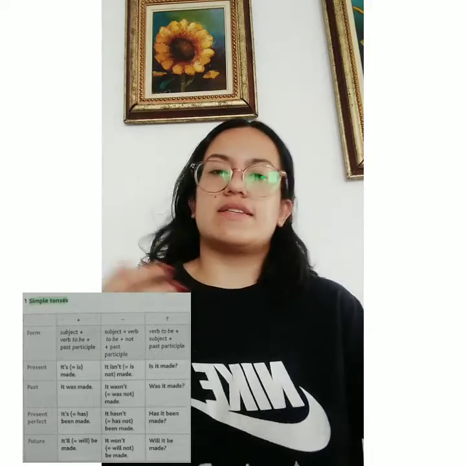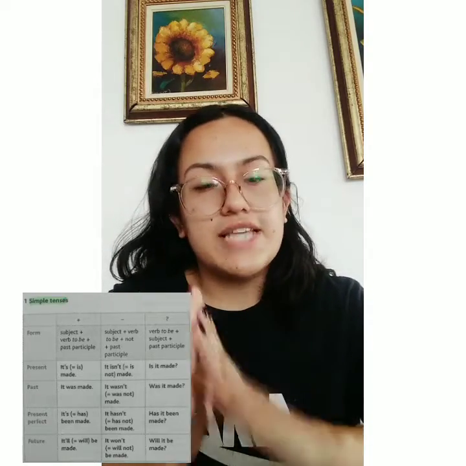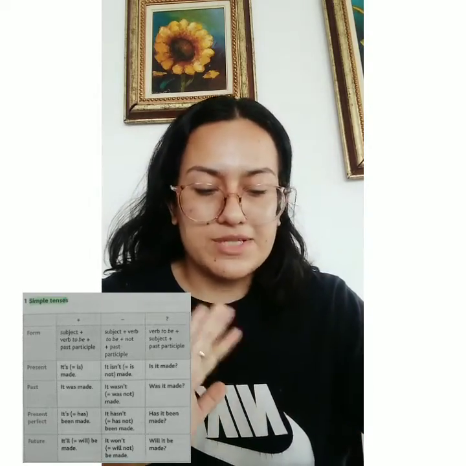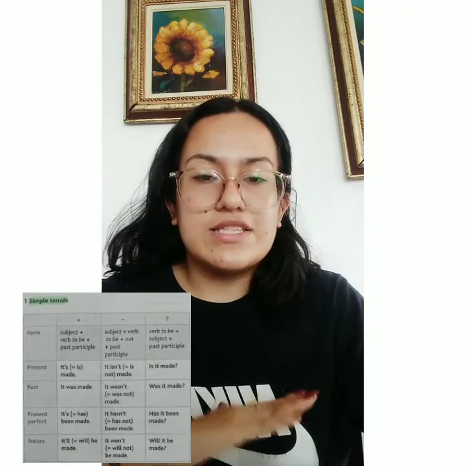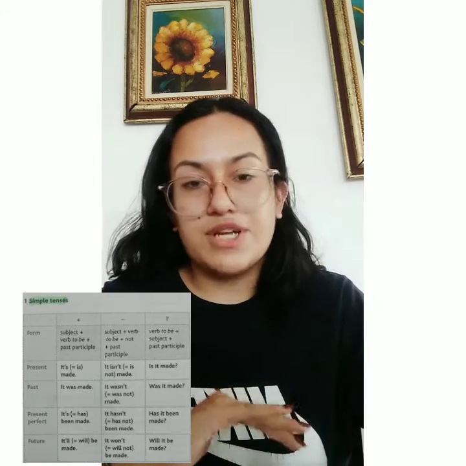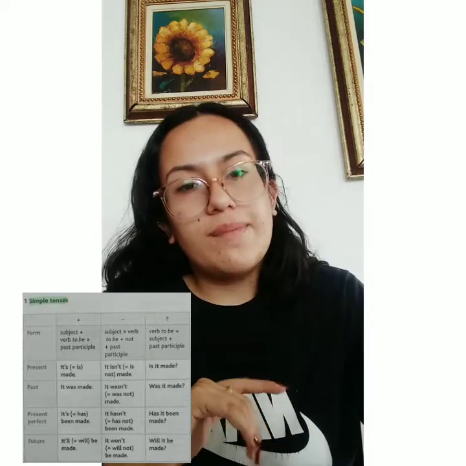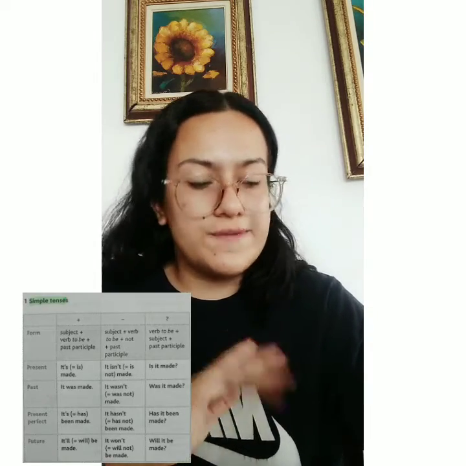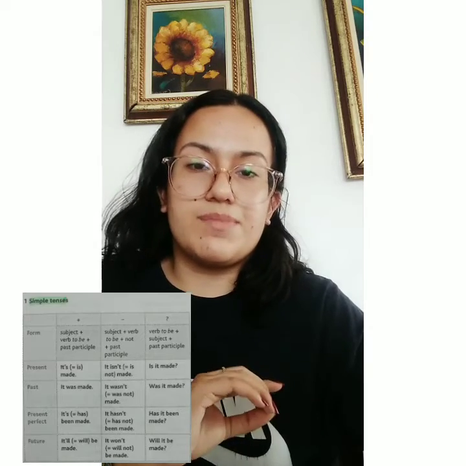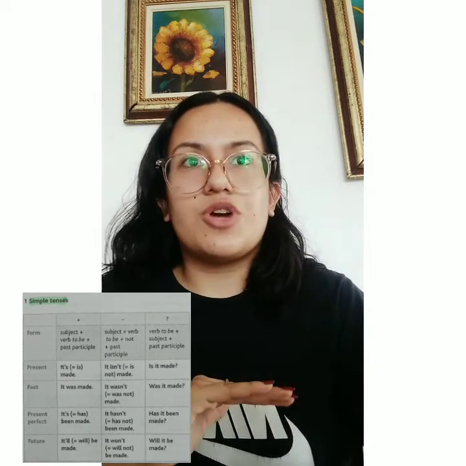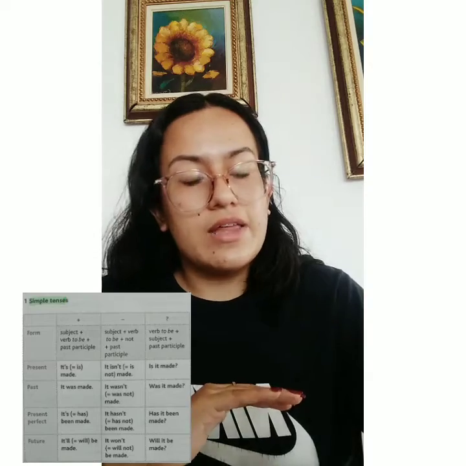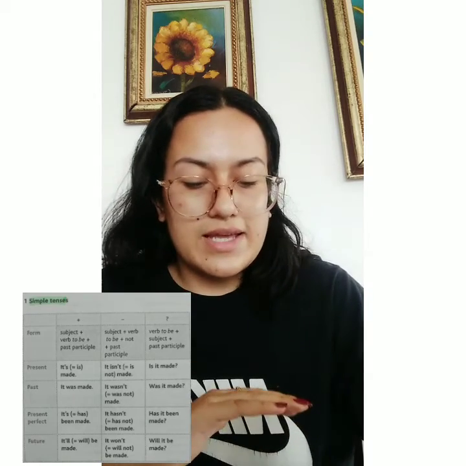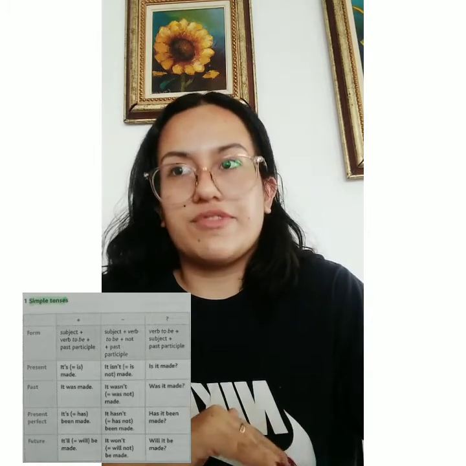Its structure for the positive form is subject plus verb to be plus verb in past participle. In the negative form, we have subject plus verb to be plus not plus verb in past participle. And the interrogative form is verb to be plus subject plus verb in past participle. This structure is going to be the same for all simple tenses. The only thing that changes is, of course, the verb to be, depending on the tense we are talking about.